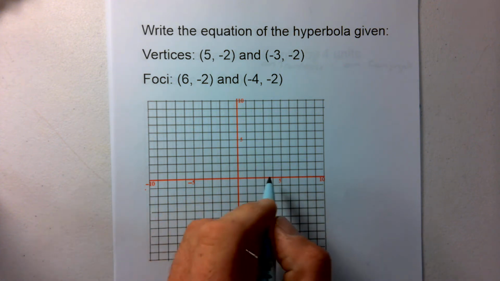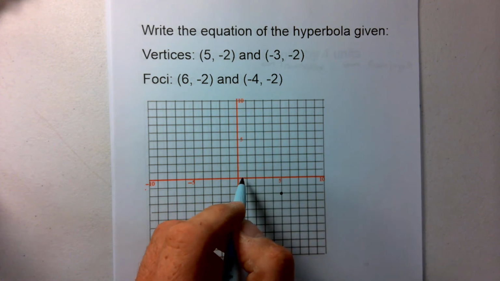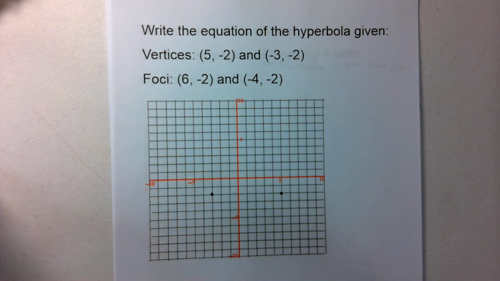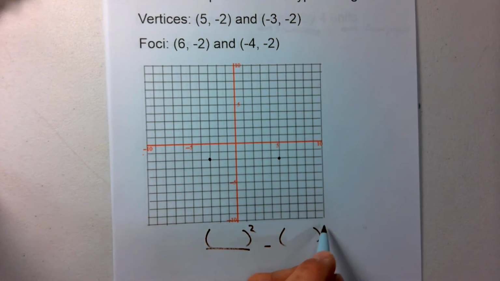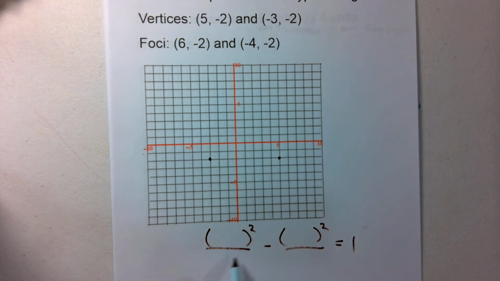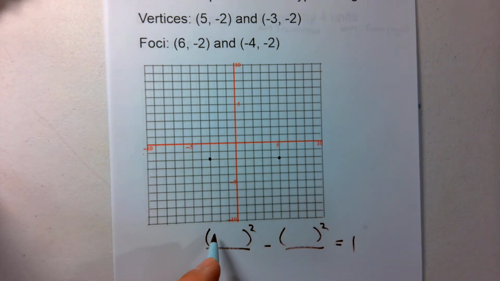So what I like to do is go ahead and graph what we know. So we have a vertex at (5, -2), and we have a vertex at (-3, -2). I know if these are my vertices, then this is going to be my transverse axis, so it's going to be parallel with the x-axis. So I know already, if I want to start out with my general equation, it's going to look like some quantity squared over a squared minus some quantity squared over b squared equals 1. We know that our x's are going to come first because our transverse axis is parallel with the x-axis. So we're going to have x and then we're going to have our y.